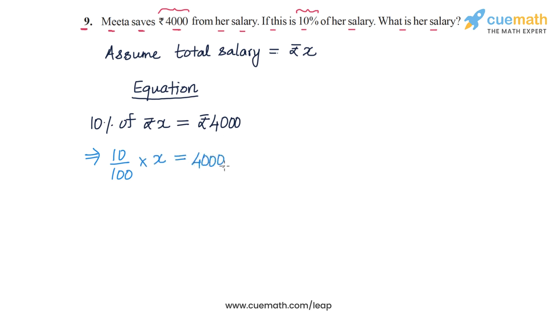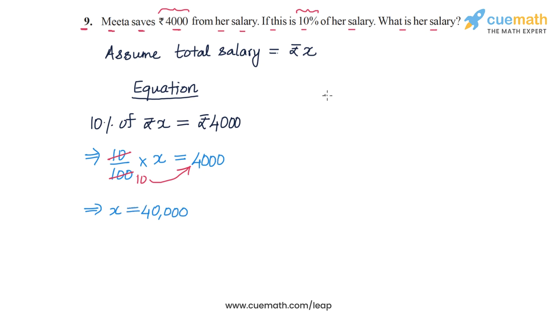So this is an equation in X now, which we can solve to find the value of X. So 100 by 10 is 10, and then we take this 10 to the right side and multiply it with 4,000. So that will give us X equal to 40,000. So this tells us that Mita's total salary is 40,000.